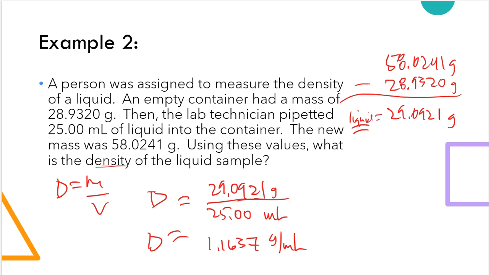So notice there was no triangle. Notice there were no multiple equations that I needed for density. It was just straight up, here's the density equation, here's numbers, this is where they go, now let's do a calculation. That's what these problems need to be. All right, example number 3.